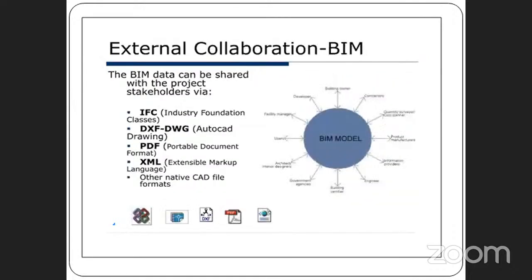Okay. Normally we store our files, for example in AutoCAD, we are just storing the DWG file. But here, IFC file, then DXF file, PDF file, then XML file. In these file formats, we can store the BIM.